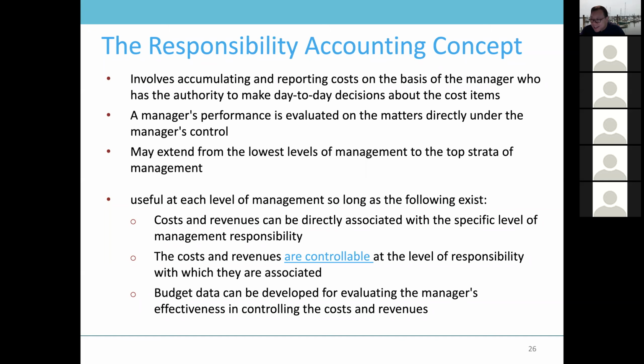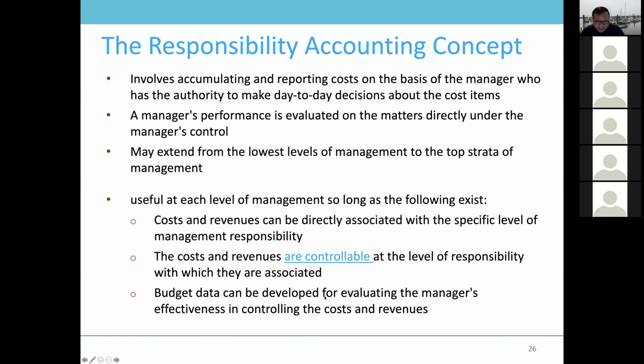So, for university, let's say President Mike should not be held accountable for the revenues if the government cuts 40% of the funding. He has no control. It's not because he did a poor job that we lost 40% of revenue. This is totally beyond his control, so he should not be held accountable for that loss of revenue. So when you are applying this concept, the revenue and the cost have to be controllable.